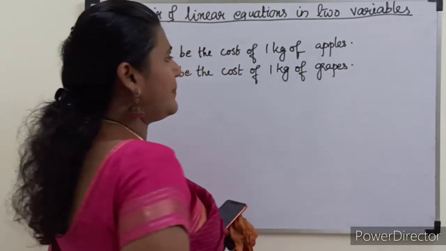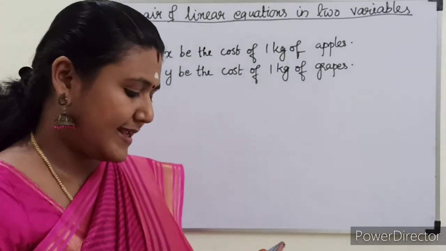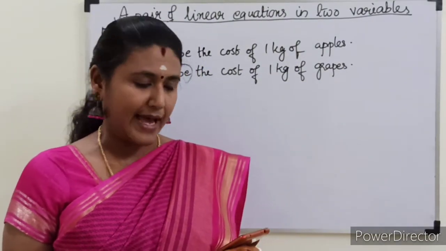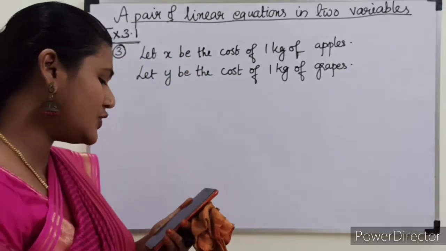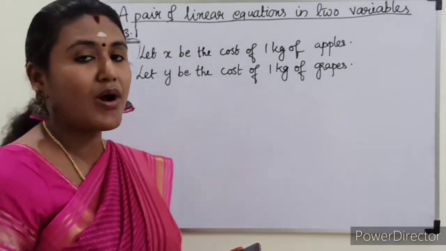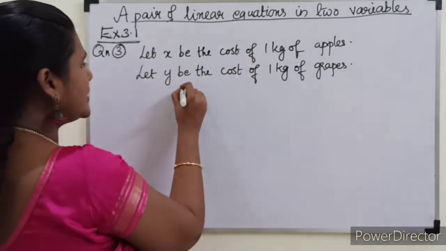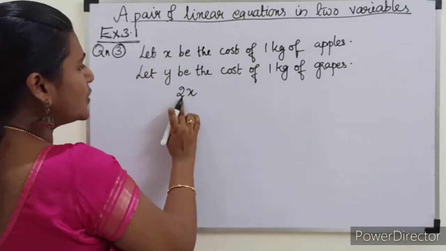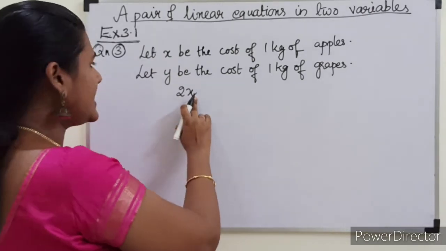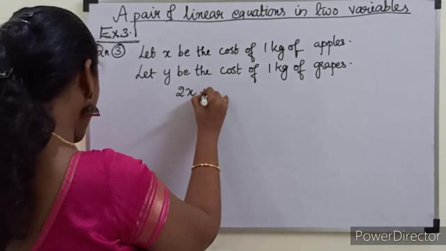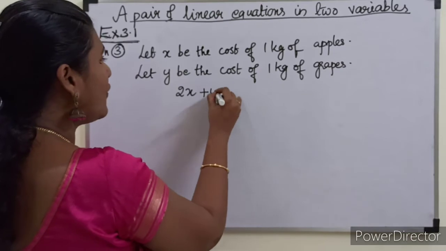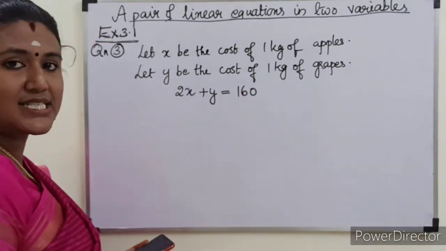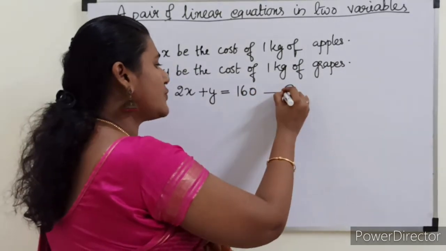Now we will represent the situation algebraically. The situation is: the cost of 2 kg of apple and 1 kg of grapes is rupees 160. So if the cost of 1 kg of apple is x, then 2 kg will cost 2x. So 2 kg of apple and 1 kg of grapes will be rupees 160. So this is the first equation.